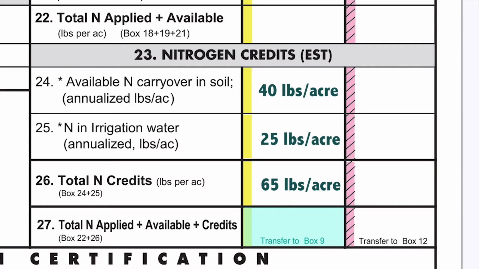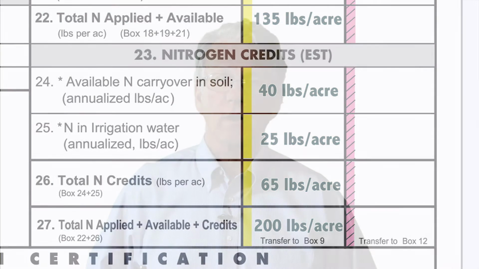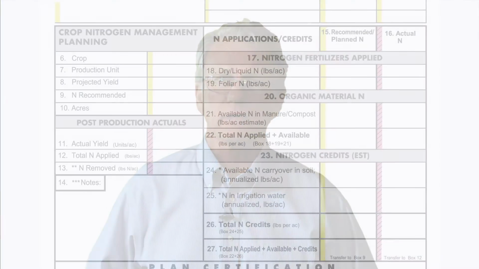Box 27. This is the total pounds of nitrogen per acre that will be available to the crop during the growing season. Add boxes 22 and 26 and enter the result here. Now you've completed your plan for how much nitrogen you plan to apply to your crop to obtain your potential yield. Once you've harvested your crop, fill in column 16, actual nitrogen.